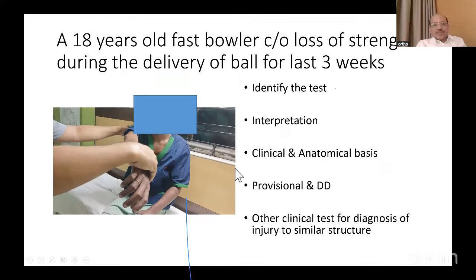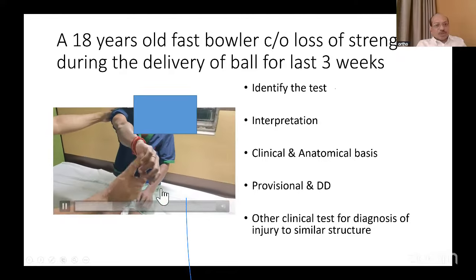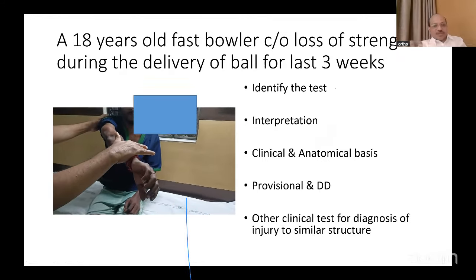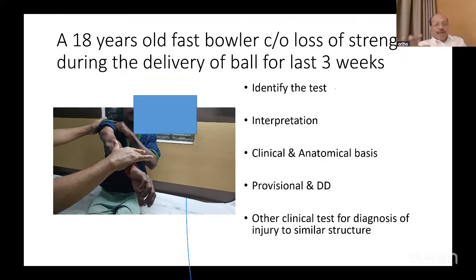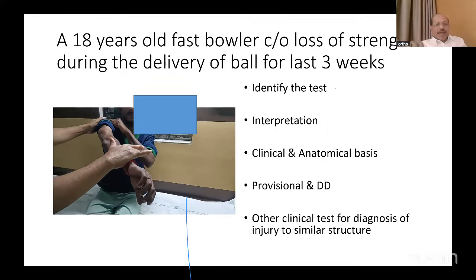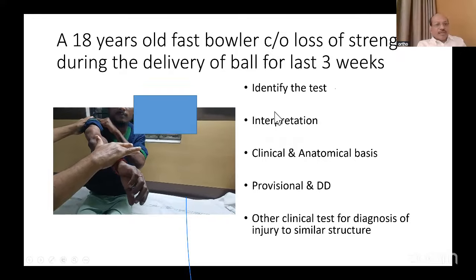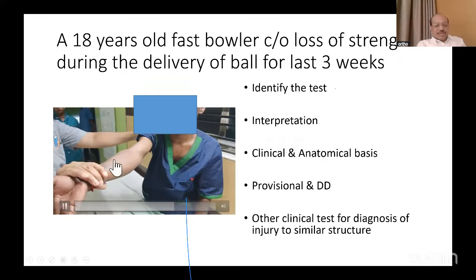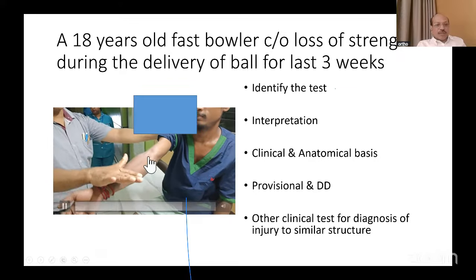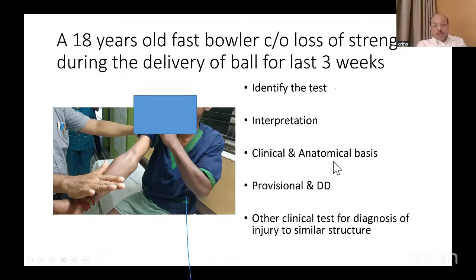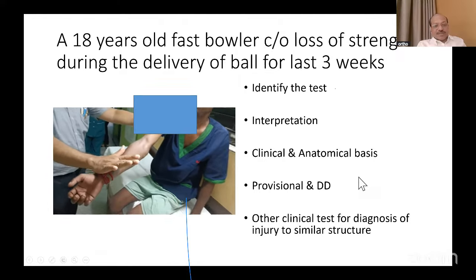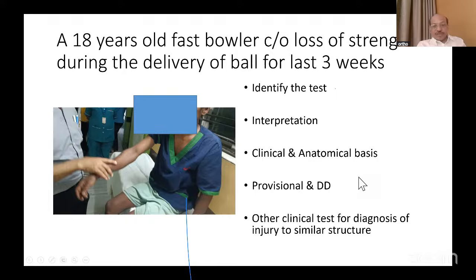So the clinical anatomical basis: this particular position, forward flexion and adduction, compresses the anterior superior labrum, and it is propagated by the flexion, that is the long head of biceps, which is attached to the superior labrum, anterior and posterior area. So this is the anatomical basis. The provisional differential diagnosis is either a SLAP lesion or acromioclavicular arthritis.